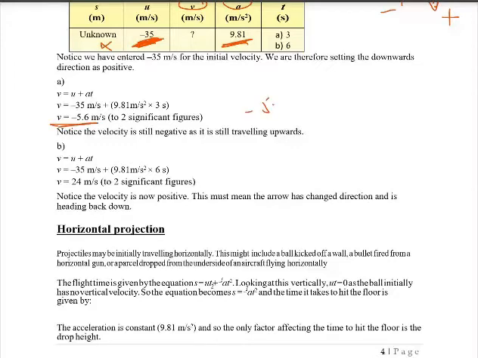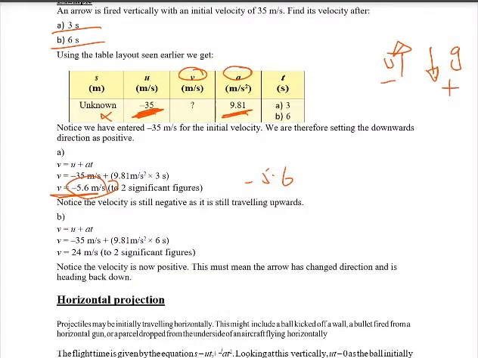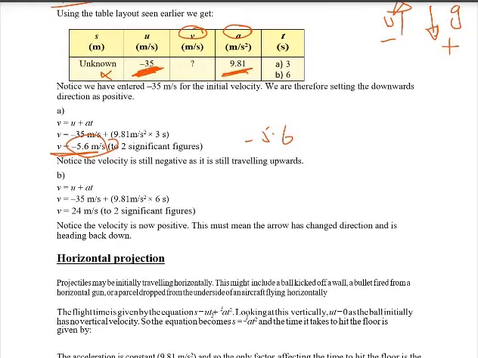Minus 5.6. This minus sign indicates upward motion, therefore at 3 seconds the object is moving what? Upward still, because you got a negative value. For B, after 6 seconds, you got how much? 24, positive. Since it is positive, and positive is downward motion, at 6 seconds the object is moving down.